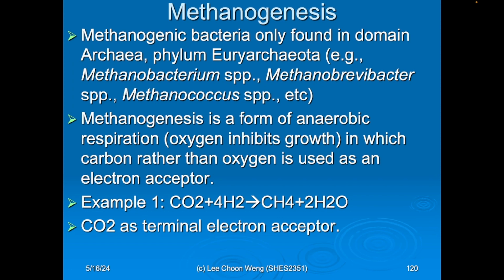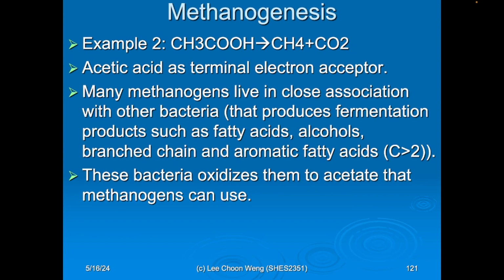So methanogenesis is a form of anaerobic respiration where oxygen inhibits growth, in which carbon rather than oxygen is used as an electron acceptor. So you can look at the equation below for the formation of methane. So CO2 works as the terminal electron acceptor. Another example is where acetic acid is used as the terminal electron acceptor to form methane and CO2.